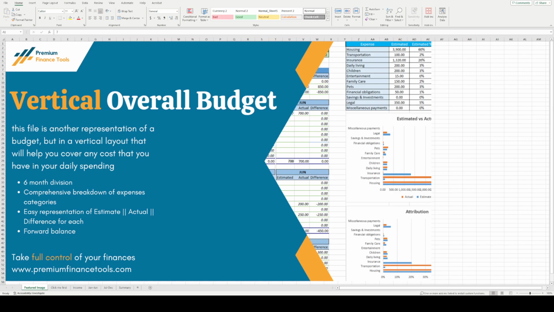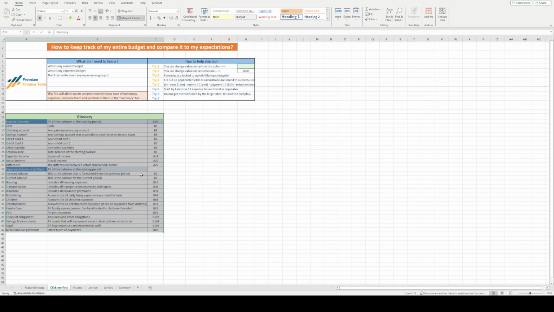So the vertical overall budget is an alternative to the elegant budgets. They both work, follow the same logic, but their layout is very different depending on the person who's using them. So let's start with the click me first.